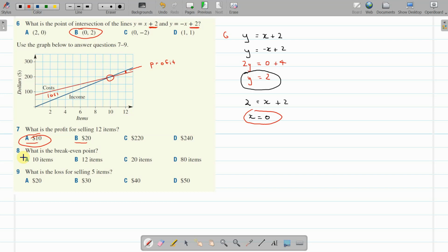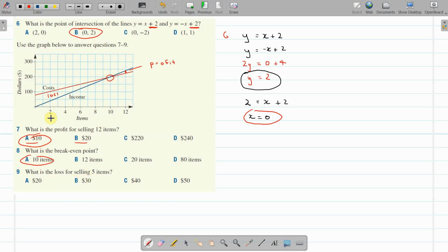Anyway, what is the break-even point? This is our point here, the break-even point, where cost equals income. They're the same. And that is where they sell 10 items. Go up there, and you can see that's where the lines cross over. So loss becomes profit. The break-even point is at 10.